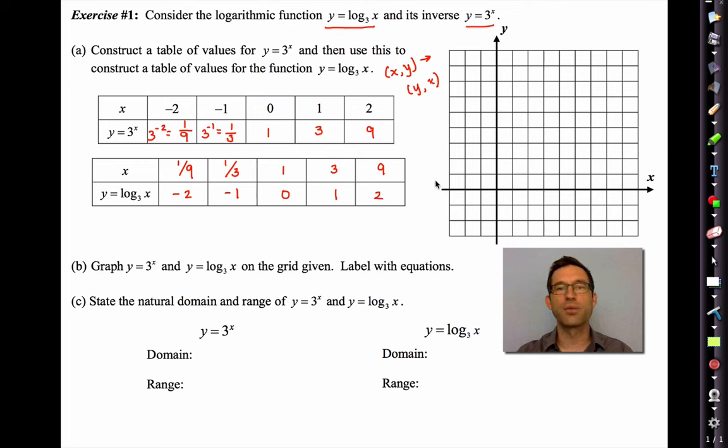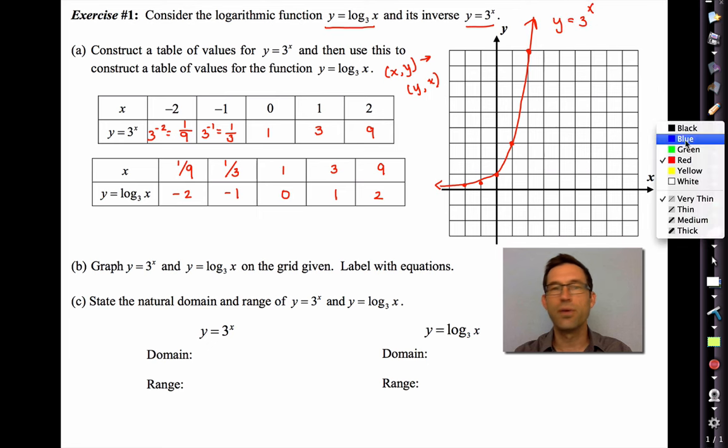Let me graph y equals 3 to the x in red, and then I'll graph log base 3 of x in blue. All right, so what do we have? We have negative 2 and 1/9. Hard to kind of graph 1/9. Negative 1 and 1/3. Still pretty hard. 0, 1, 1, 3, and 2, 9. 9's right at the top of my grid on this paper. And so we get that classic increasing exponential graph. Let me label that y equals 3 to the x.